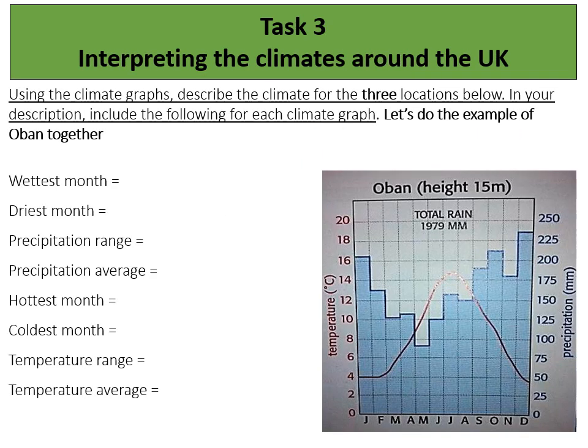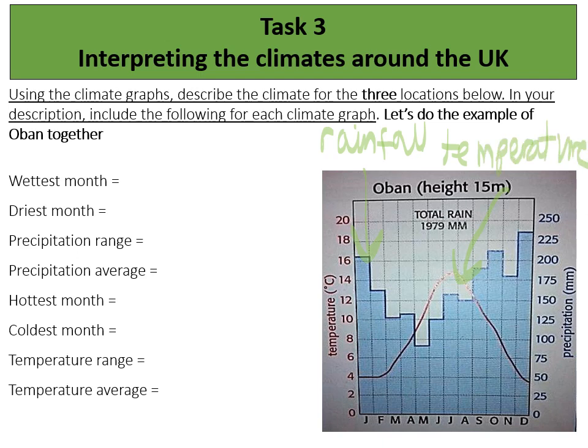So task 3 then, we are going to interpret the climate around the UK. We're going to look at Oban, Falmouth, Cambridge in a little bit more detail, and you are going to describe the climate of these places using climate graphs. So we're going to do the example of Oban together. First of all, we're going to look at the rainfall. We need to remember our knowledge from when we did climate graphs to identify which is showing as rainfall and which is showing as temperatures. So remember that the bar chart is rainfall and the line graph is temperature.